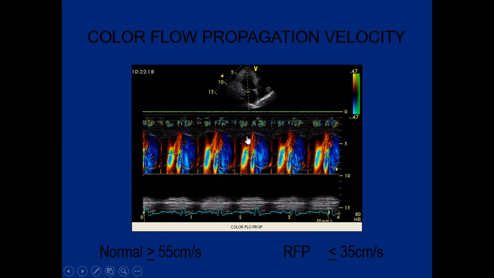So if we go up along this line of yellow, red, and blue, there are 3 lines. If we go across this first aliasing line of red and yellow and go up 4 centimeters across, the slope is known as color flow propagation velocity. Normal is more than 55. Restrictive filling pattern is less than 35 centimeters per second.